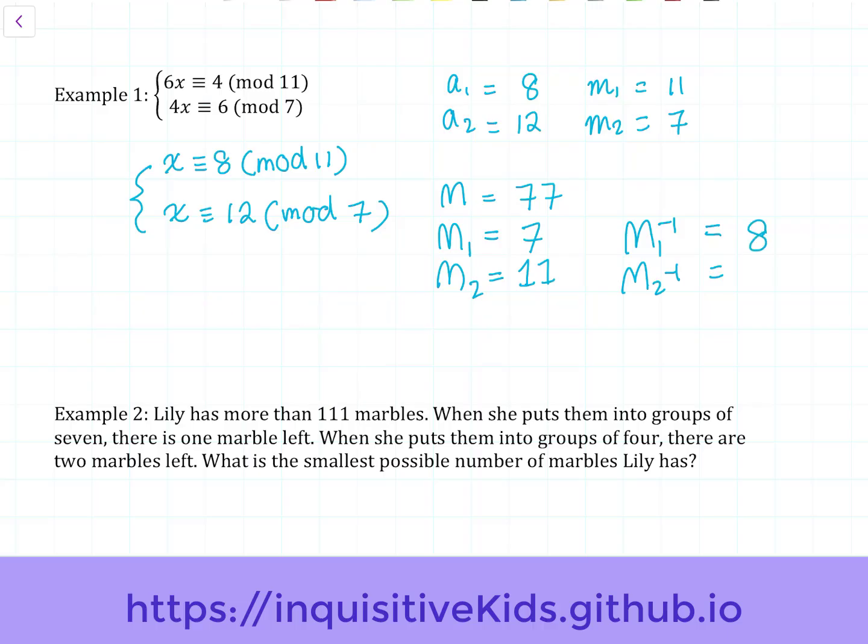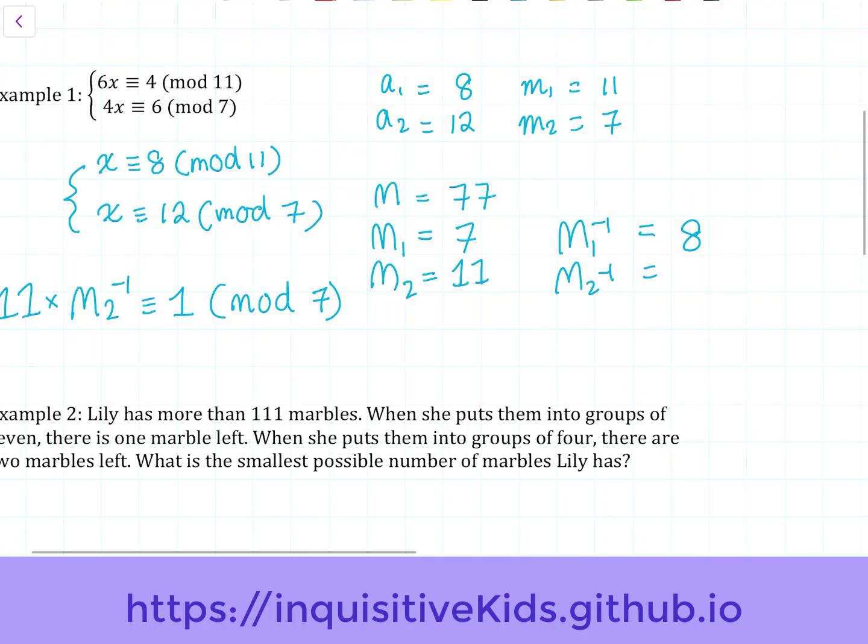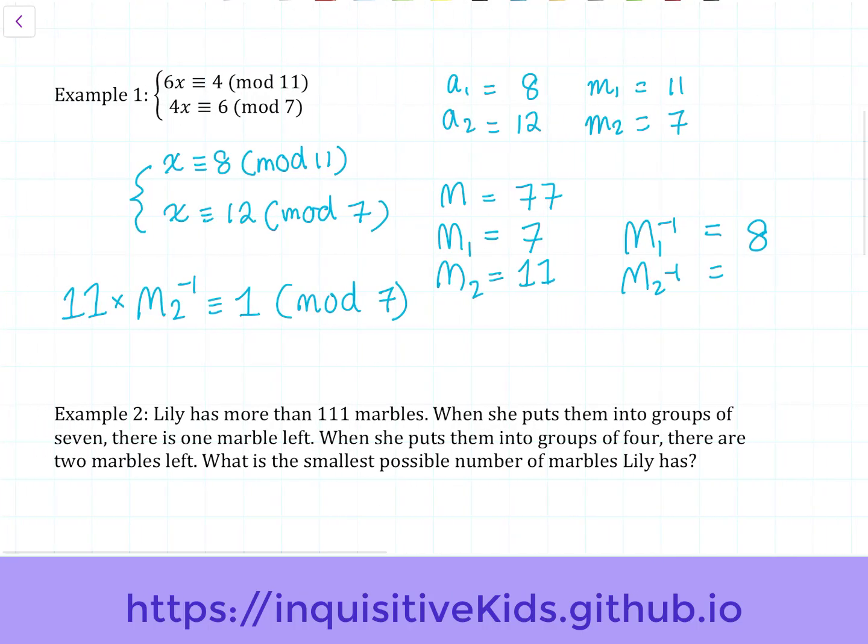Now the same steps for the inverse of big M2. 11 times the inverse of big M2 is going to be congruent to 1 mod 7. Let's keep on adding 7 to see if there will be a multiple of 11. We'll get 8, 15, 22. 22 is the second multiple of 11, which means the inverse of big M2 is equal to 2.